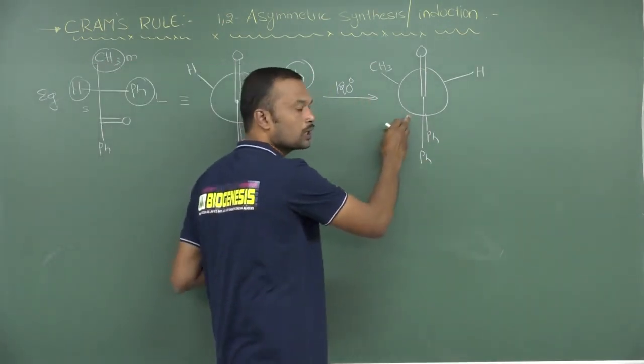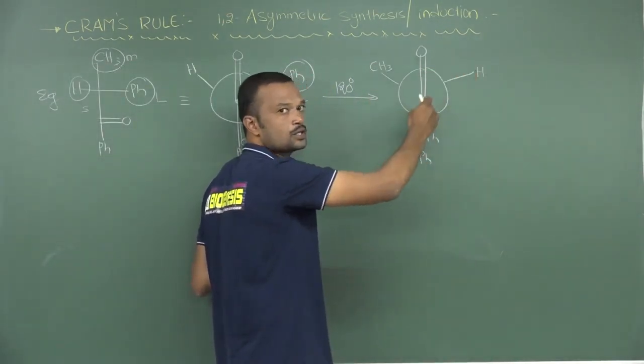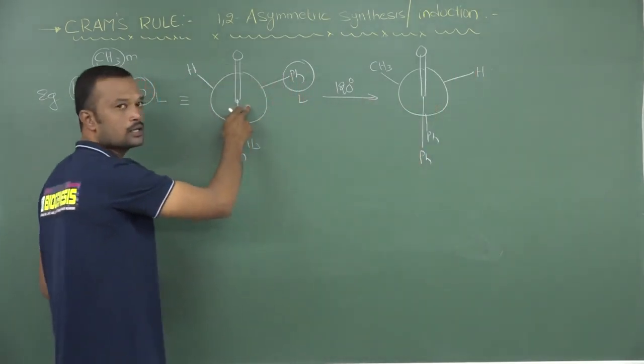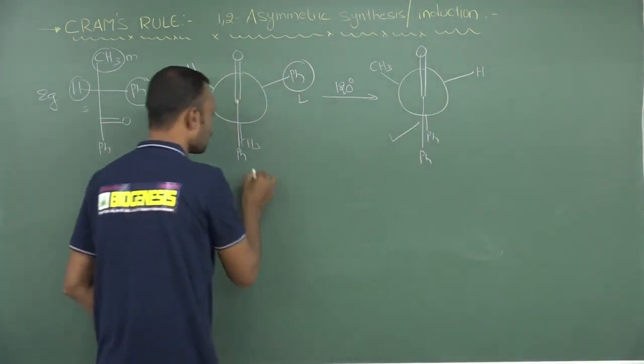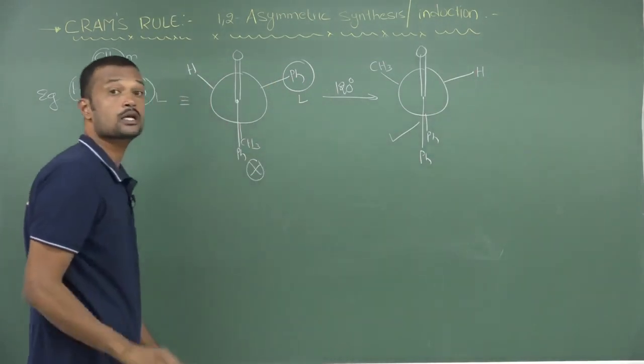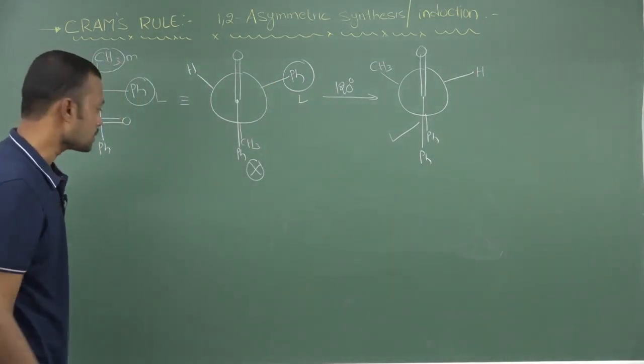After getting the suitable Cram's model, only then try to attack with the reagent. So here we should not attack with any reagent. So this is the correct way of representing a Cram's model. It is not a correct way for Cram's acyclic only. This is only for Cram's acyclic.